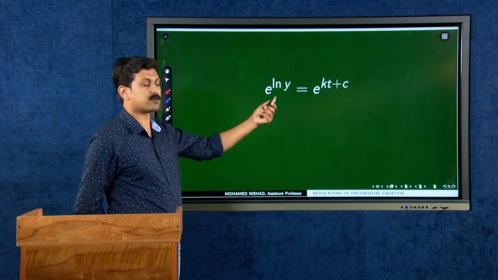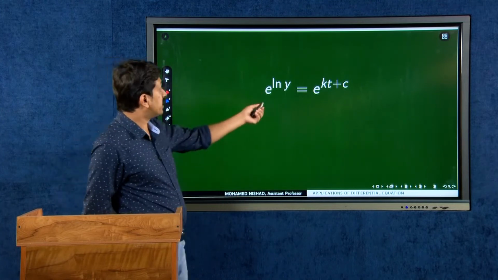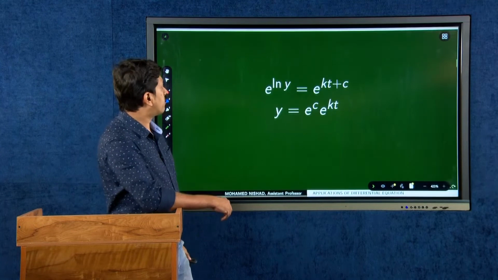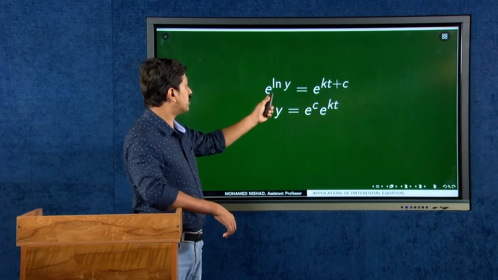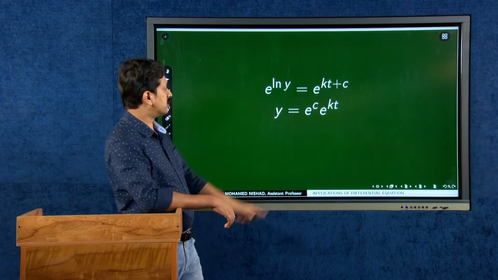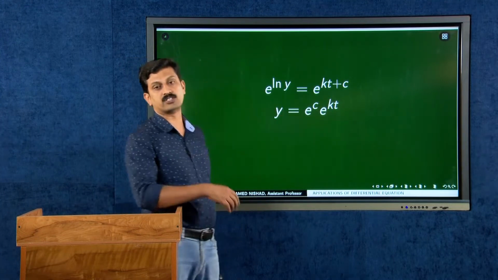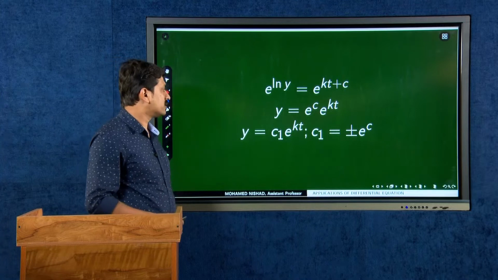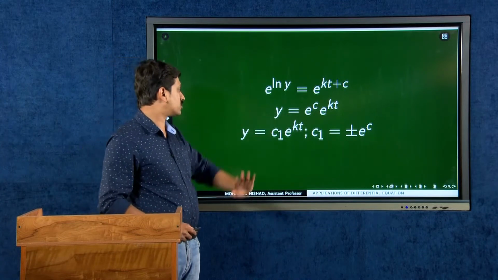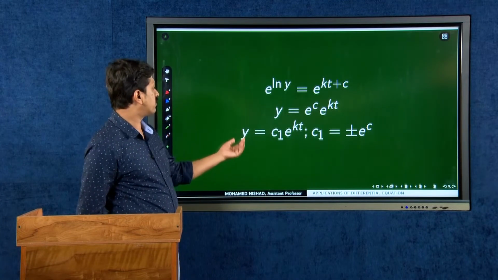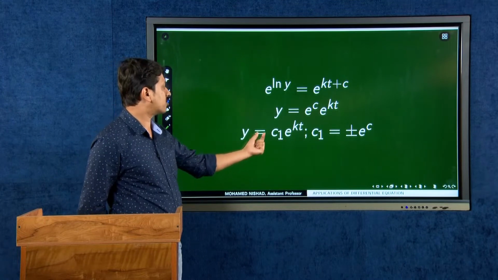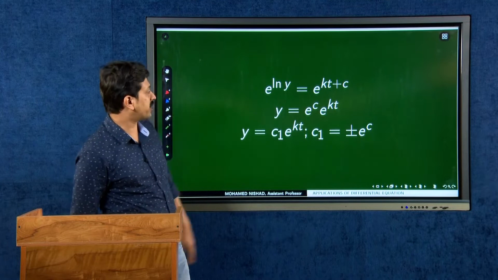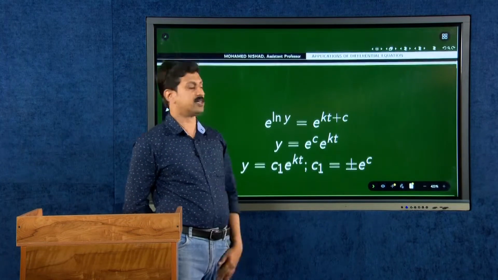We take the exponential function on both sides, so e raised to log y is equal to e raised to k t plus c. Finally, we will have y is equal to e raised to c into e raised to k t. Then we rewrite this as y is equal to c1 e raised to k t, where c1 is equal to plus or minus e raised to c, as mentioned here.